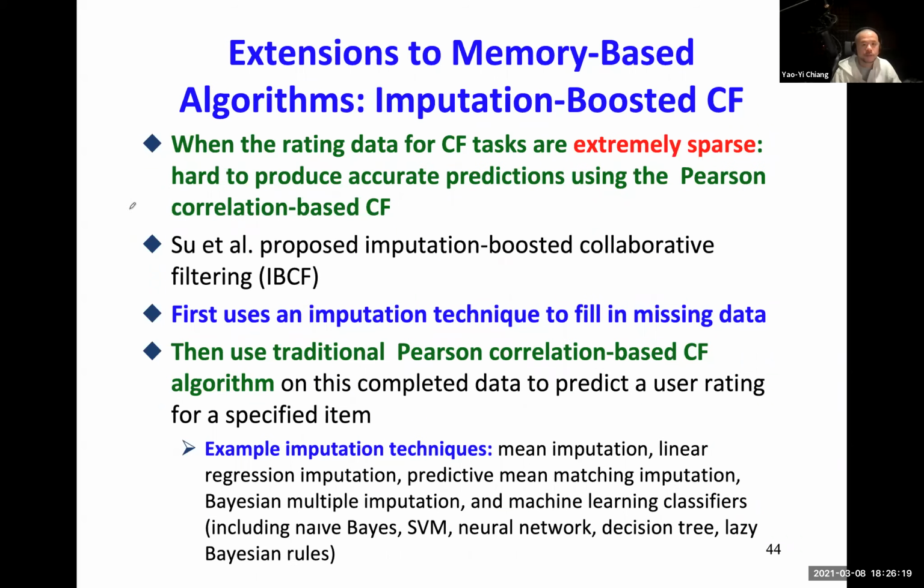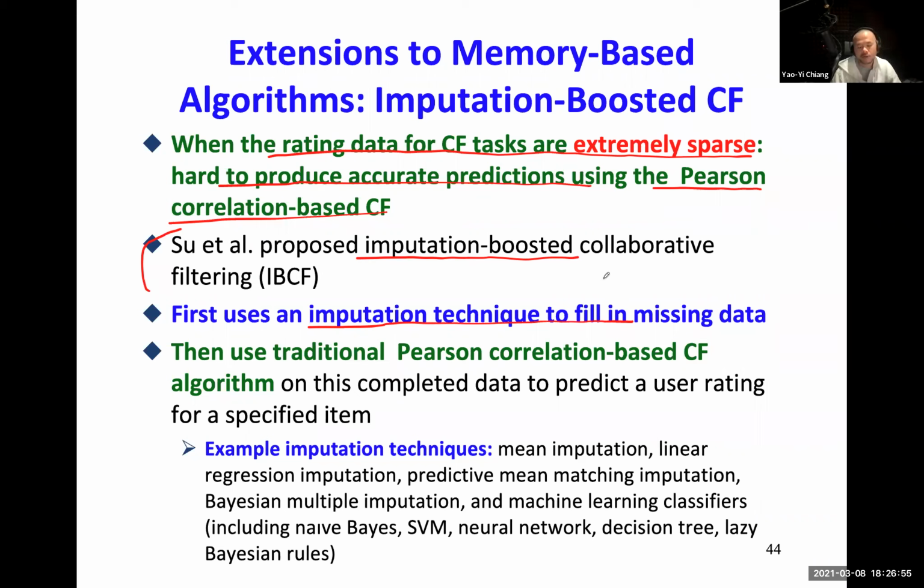Another one, when your rating data for CF tasks are very sparse, it's difficult to produce accurate predictions using Pearson correlation-based CF because you are only looking at correlated items. Like the other extensions we talked about before, people start to use imputation-boosted collaborative filtering. For example, you will use some imputation technique to fill in the missing data. One simple way is just to use the average rating for that user to impute the missing data.